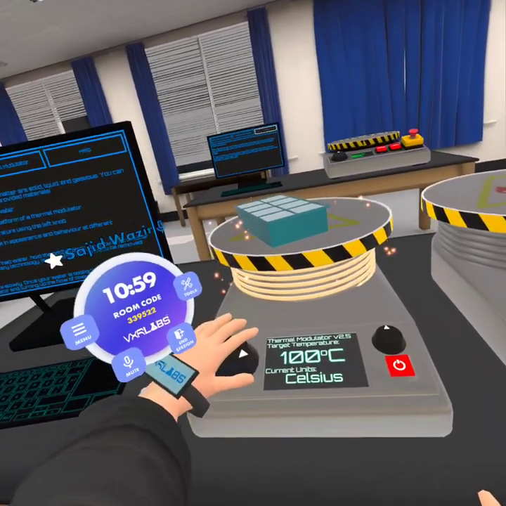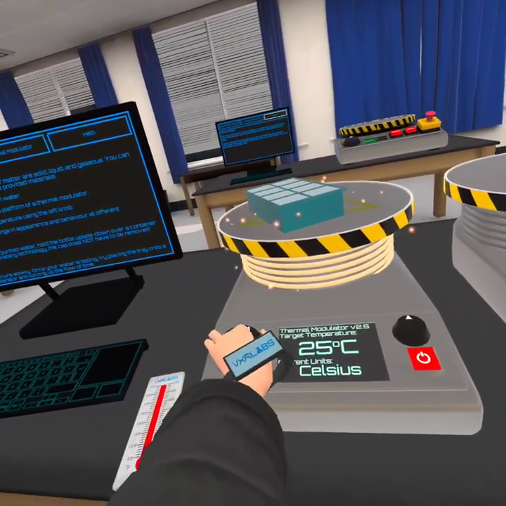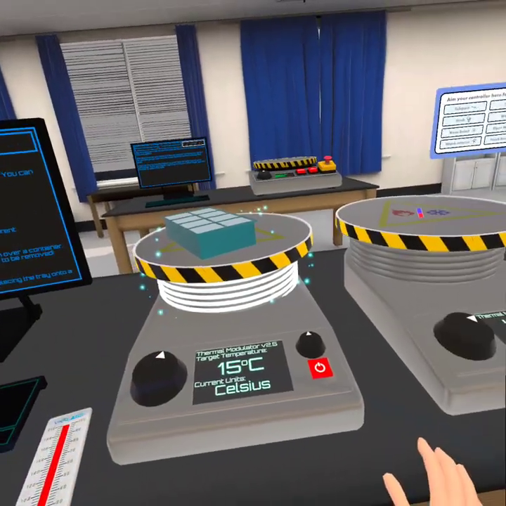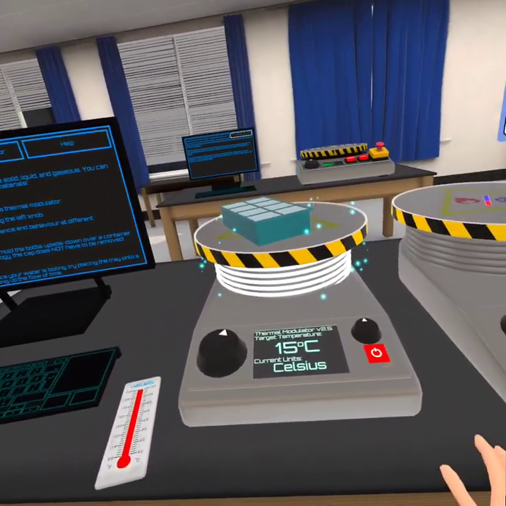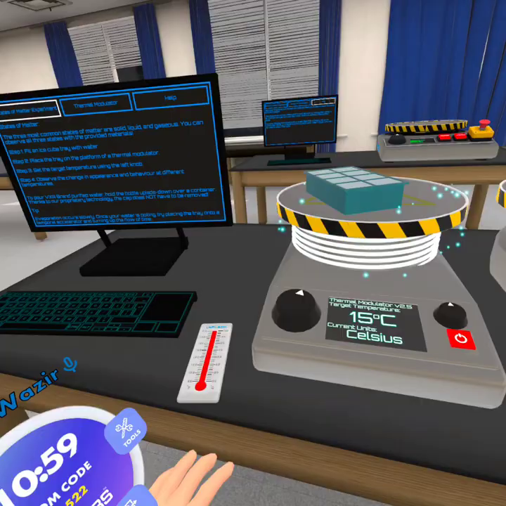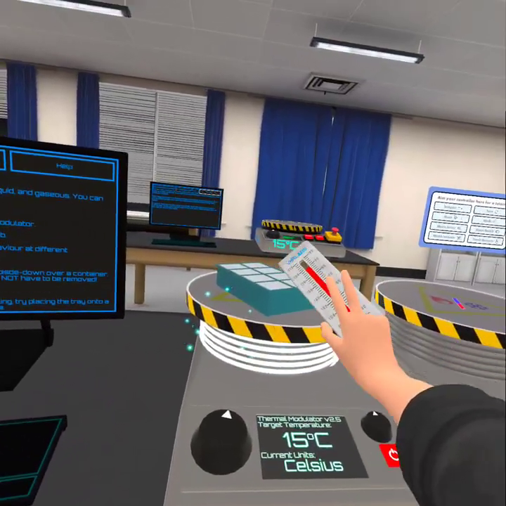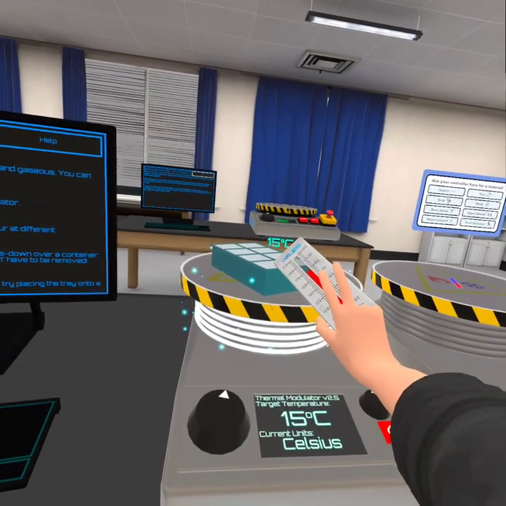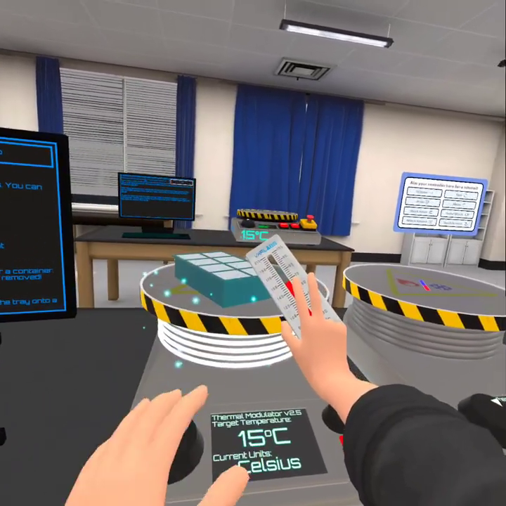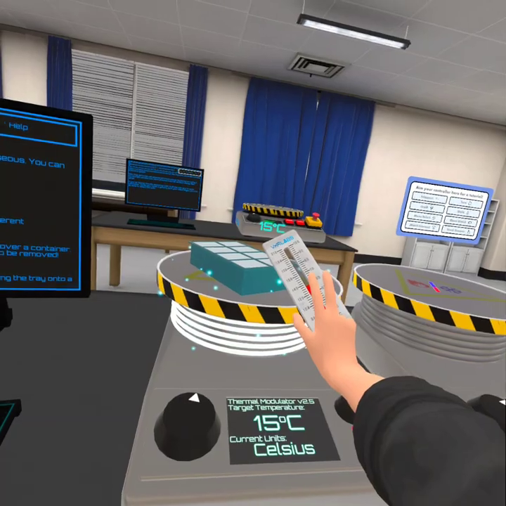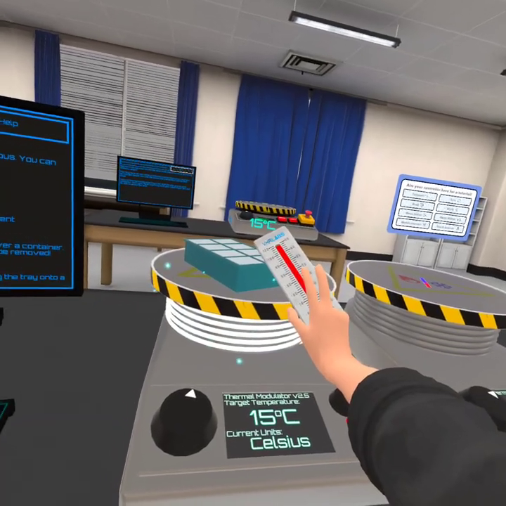Now if I want to decrease it, I can use my left hand. I will decrease it to 15 degrees Celsius. And if I want to measure the temperature with the meter here, I can simply grab this meter and check the temperature. Here it says 15 degrees Celsius. Okay, now this temperature is decreasing on the meter. Now it is going directly to 15 degrees Celsius.